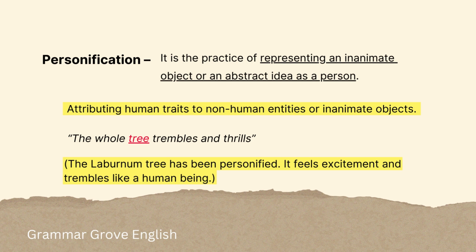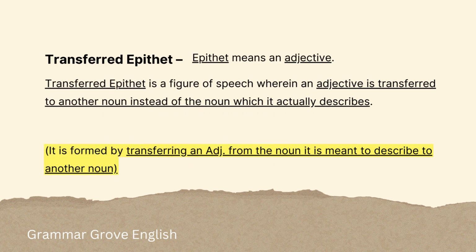Now, can a tree really feel excitement? Feeling excited, feeling angry, feeling fear, these are all things that only a person can do. A tree cannot feel things. He has given human qualities to the laburnum tree, that like any other human, the tree is feeling excited by the arrival of the goldfinch bird and it is shaking due to the excitement. So this is a case of personification. Is it clear?